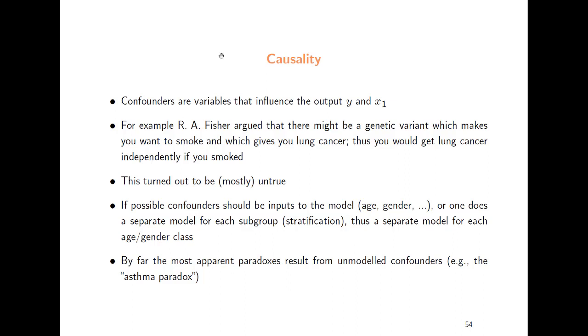By far the most apparent paradoxes result from unmodeled confounders. A lot of these things you read in the newspapers about some research group finding some really odd correlation and implying some causal dependencies is exactly this problem, that they didn't consider all important confounders.